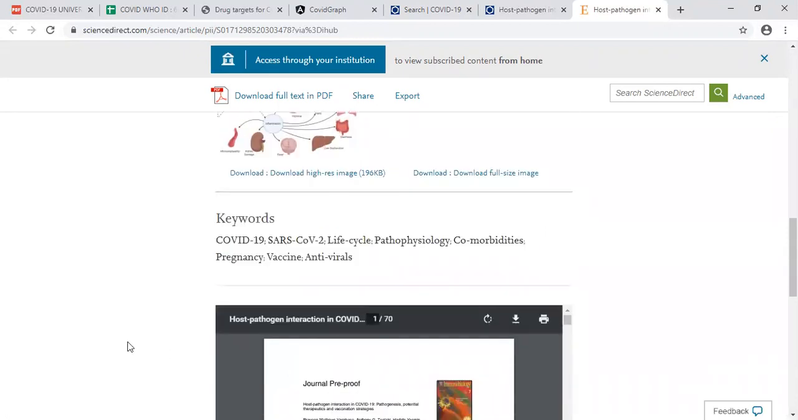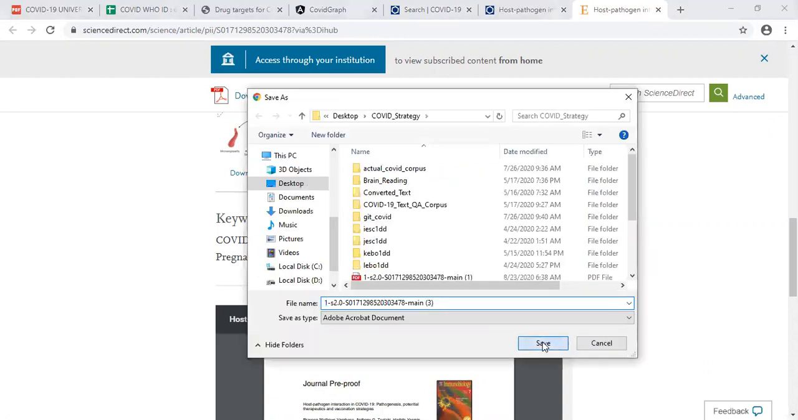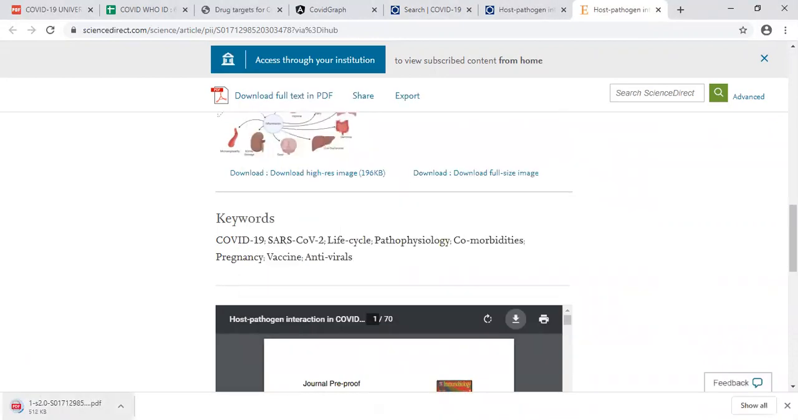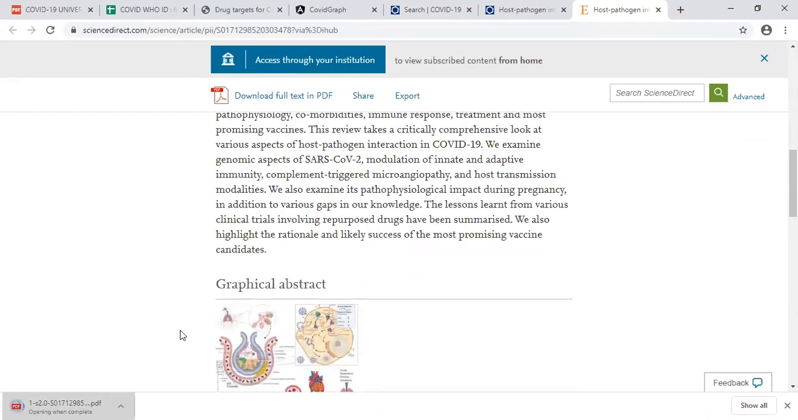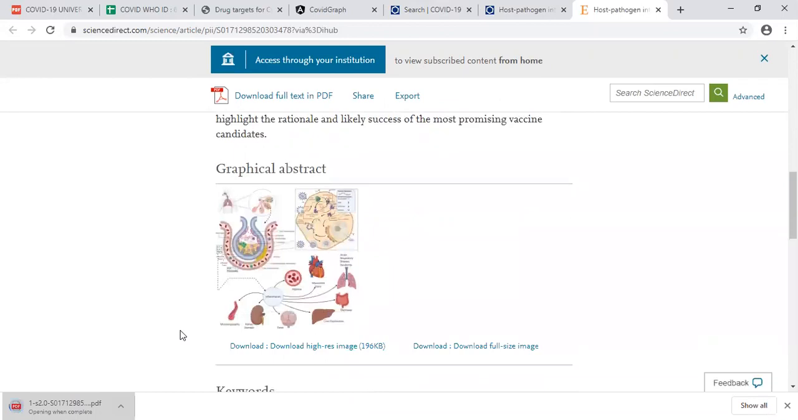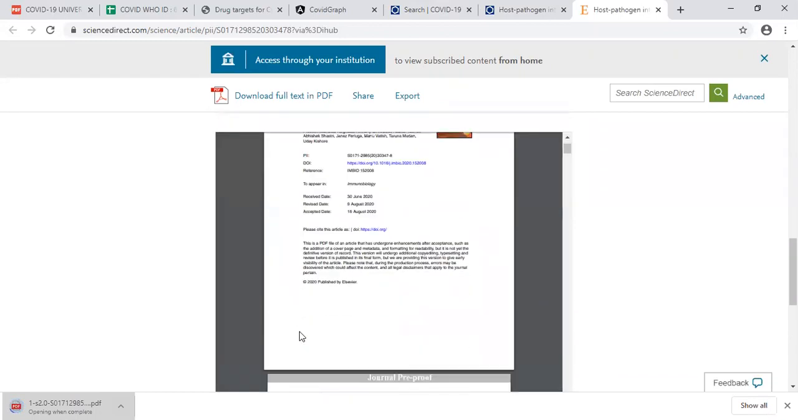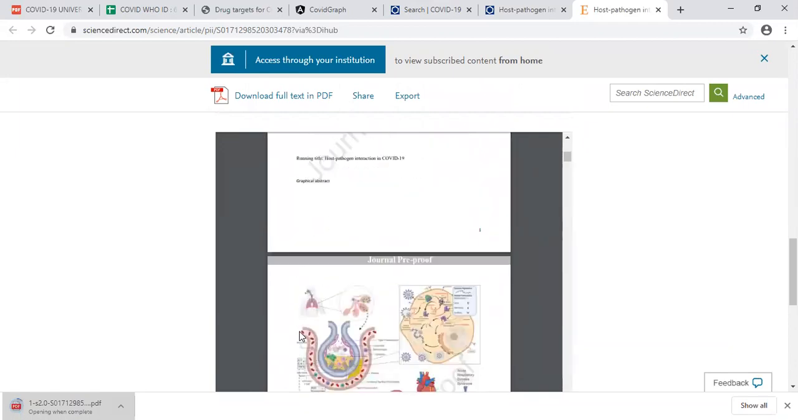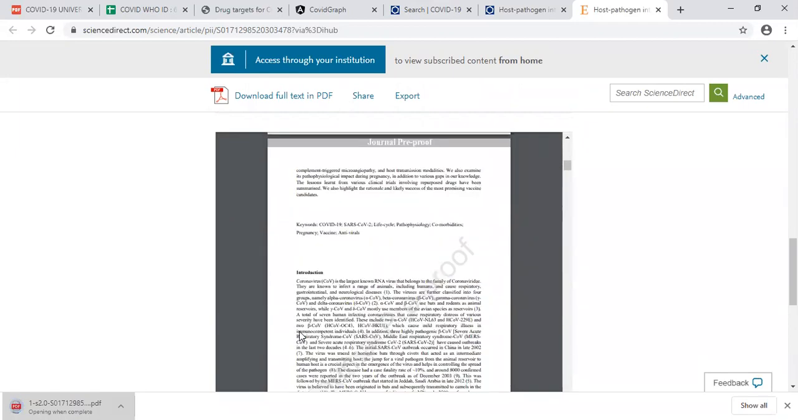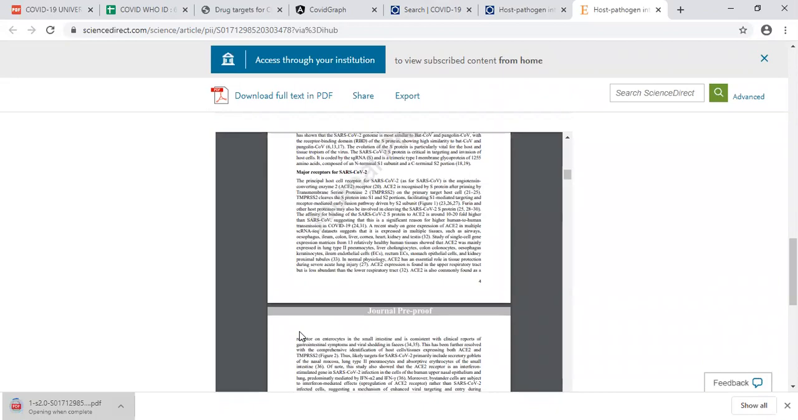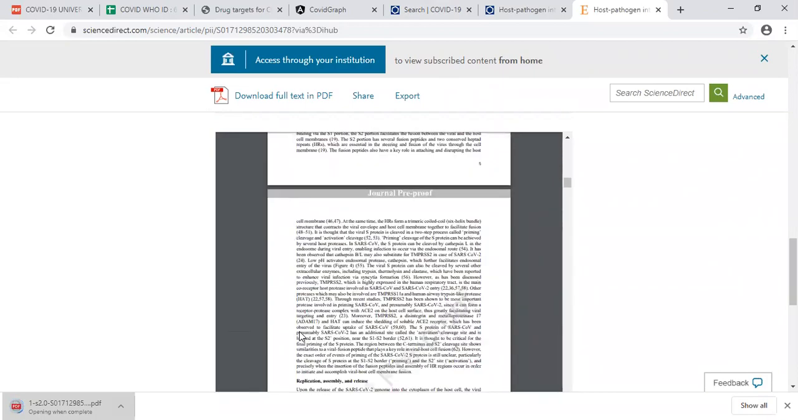When you go to the research paper, it is available in PDF form here. Let me download that. Good. It's downloading. I think it's a long research paper. Extensive.